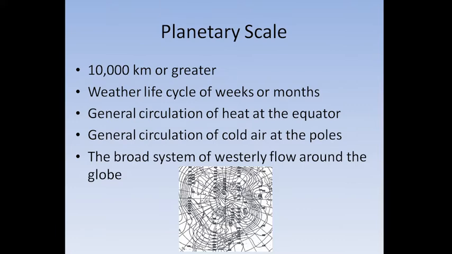Weather life cycles last for weeks or months. All those long wave troughs just keep going around. You talk about the polar vortex, the troughs going around that pressure system right over the poles. So there's a general circulation of cold air at the poles, and then a broad system of westerly flow around the globe. You have a westerly flow constantly going around the globe.